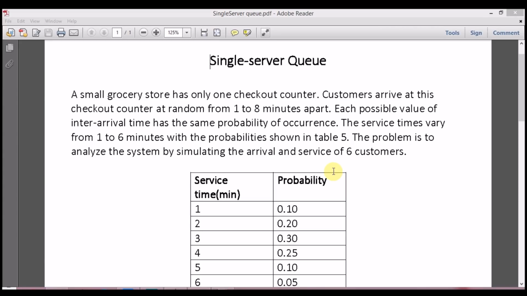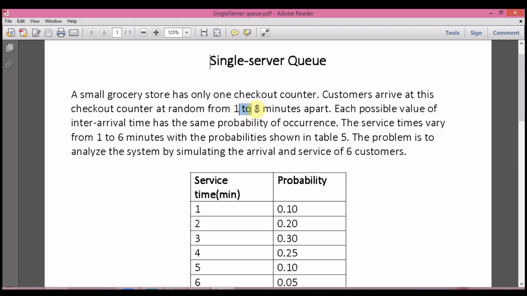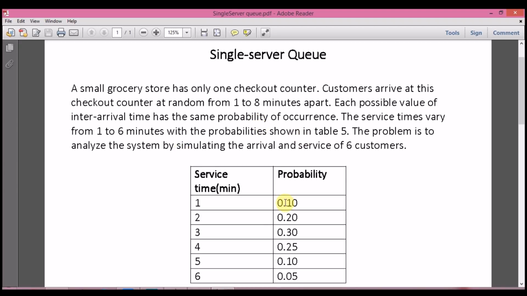Okay, so the first problem lists this. A small grocery store has only one checkout counter. So this gives an indication that it is a single server. Customers arrive at this checkout counter at random from 1 to 8 minutes apart. So this is their arrival time, 1 to 8 minutes. Each possible value of inter-arrival time has the same probability of occurrence. The service times may vary from 1 to 6 minutes with the probability shown in this table, table 5. The problem is to analyze the system by simulating the arrival and services of 6 customers.